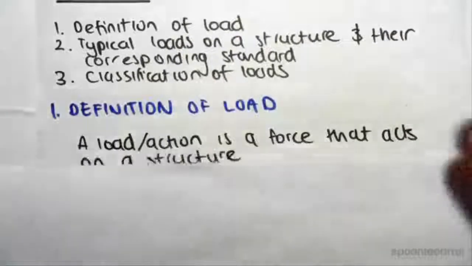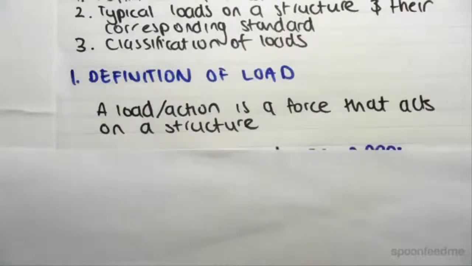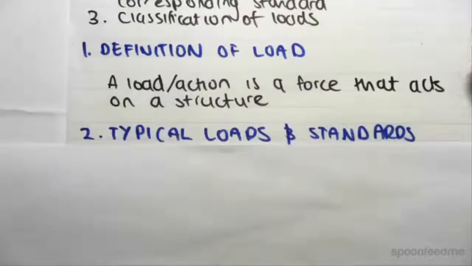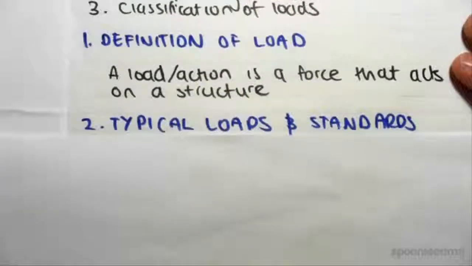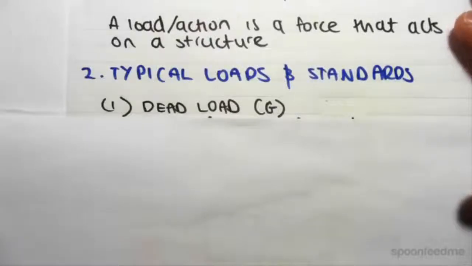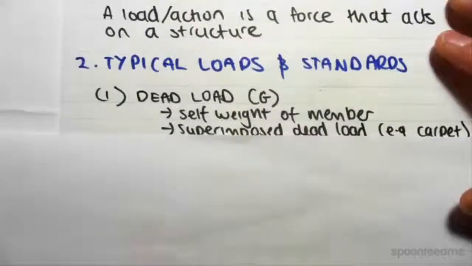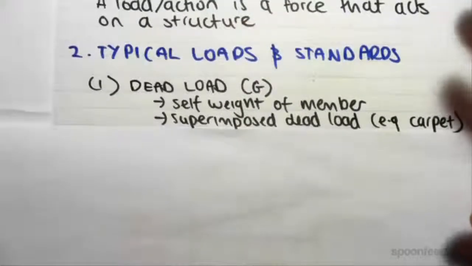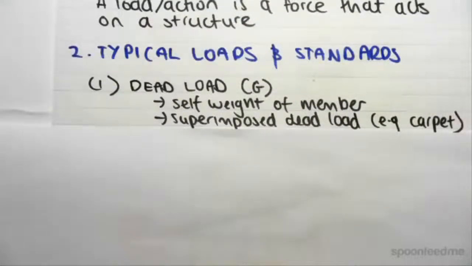So the first thing we're going to do is just define a load. A load / action is a force that acts on a structure. So point loads, UDLs, all that type of stuff we've seen before. Now we're going to be looking at the typical loads and their corresponding standards. So the first load is the dead load, which we sometimes summarize as capital G. Now, the dead load is normally just the self-weight of a member, so say the weight of a beam or the weight of a column.